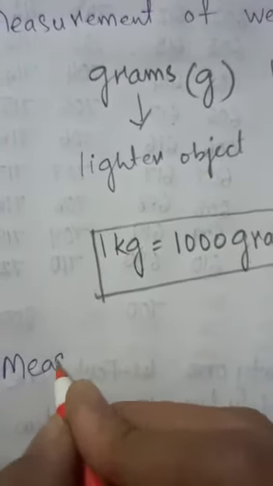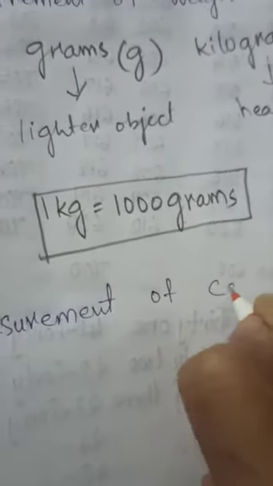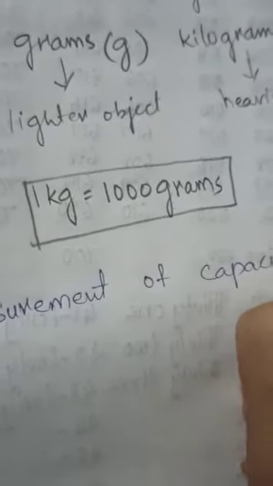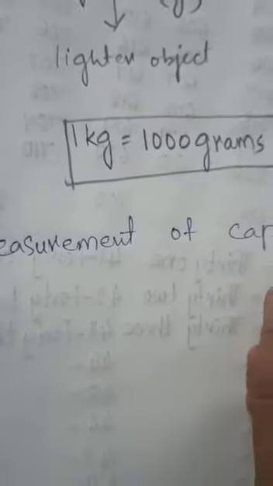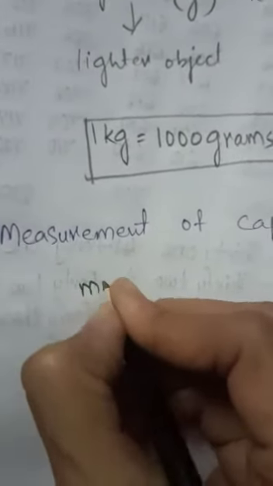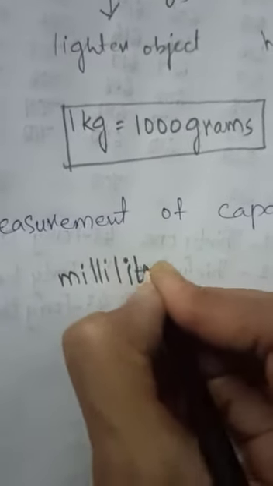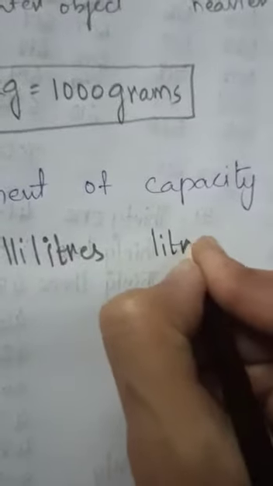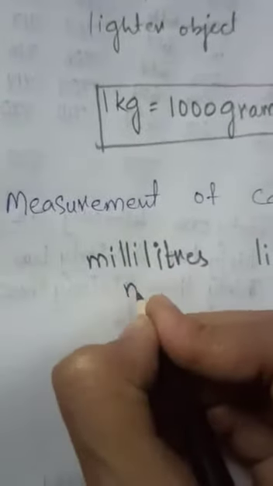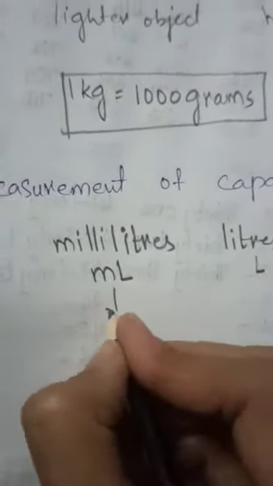And next we have measurement of capacity. The standard units of capacity are milliliters and liters. Short form of milliliters is ml, and liter is L.